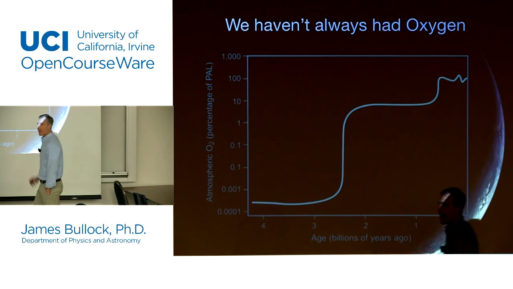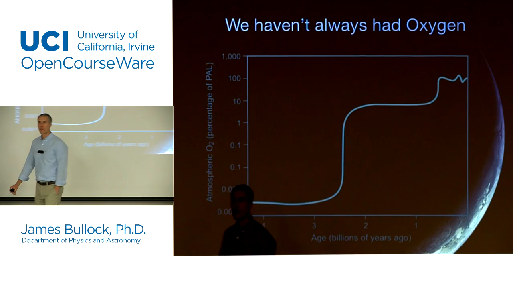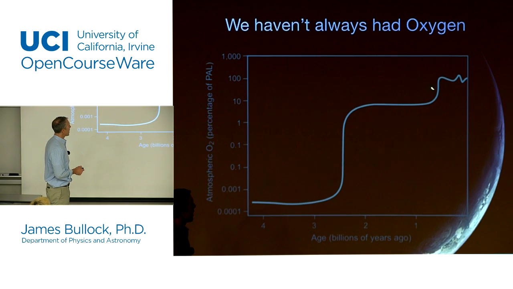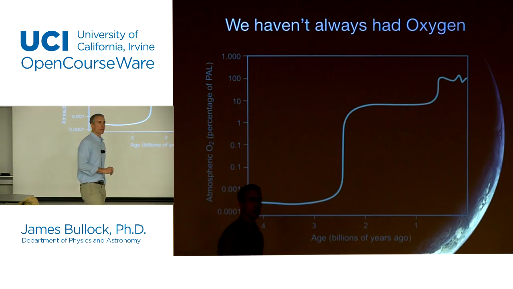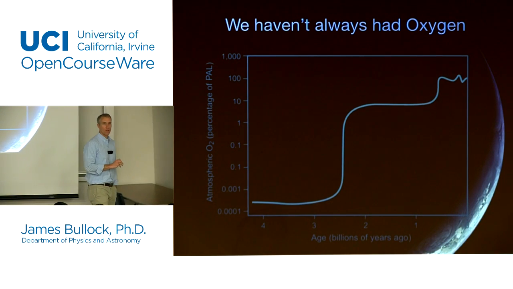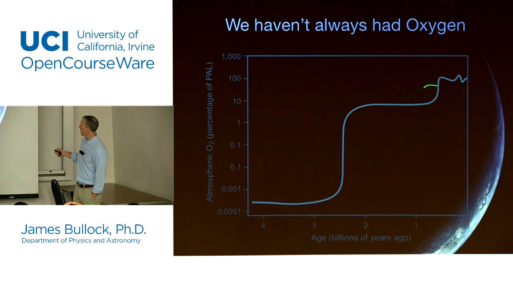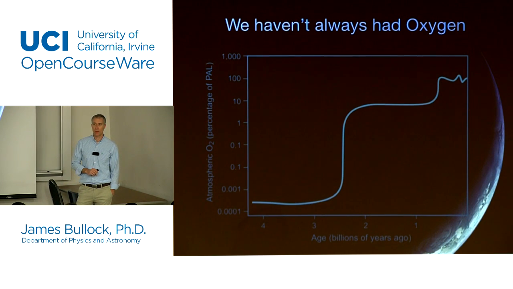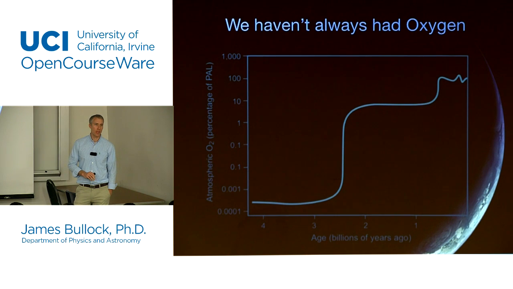Now, we haven't always had this much oxygen on our planet, and in fact, the amount of oxygen we have today has only been around, plus or minus, about 500 million years. So for most of the history of the Earth, there really hasn't been very much oxygen at all. If you were to go back in time 1 billion years, you would not be able to breathe. There's just not enough oxygen in the atmosphere. It would be a very, very different environment.